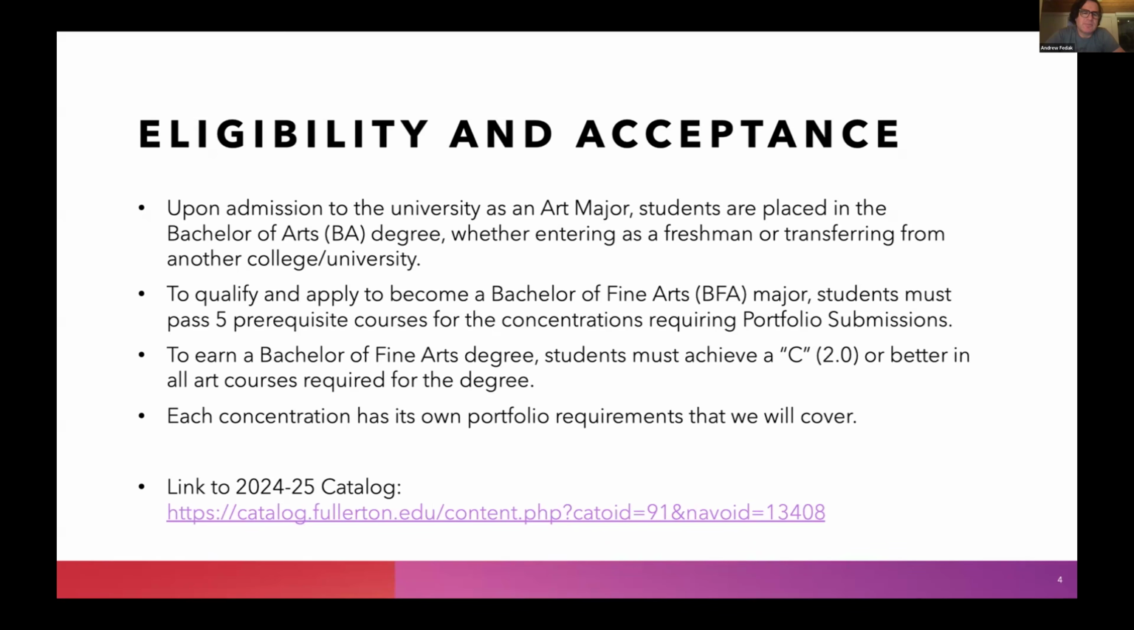To earn a BFA, students must achieve a C or better in all the art courses required for the degree. All that means is that if you get a C minus, you have to retake the class. So C minuses are basically the cutoff point, and you have to do C or above for all of them. Each concentration has its own portfolio requirements that we cover, and you can see the catalog if you click on that link below. We'll post it in the chat later of the different classes that you would take. And we'll talk about that stuff today.